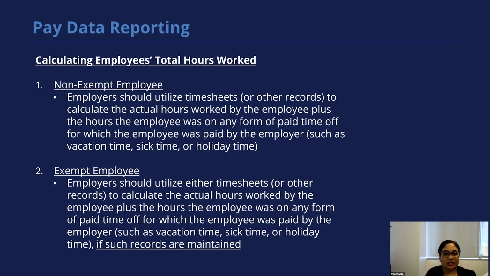The next thing is you will be calculating the employee's total hours. How do you determine the employee's total hours worked? For non-exempt employees, obviously employers should utilize the timesheets or any other records to calculate the actual hours. That should also include the hours the employee was on any form of paid time off. And then for exempt employees, to the extent that there are records kept, the total hours worked would be counted based on the records that you may have on the exempt employees.